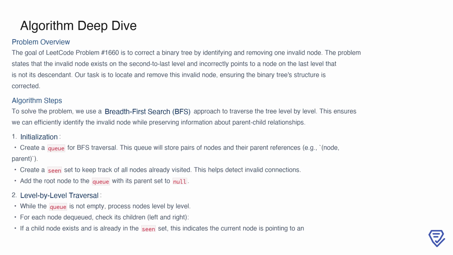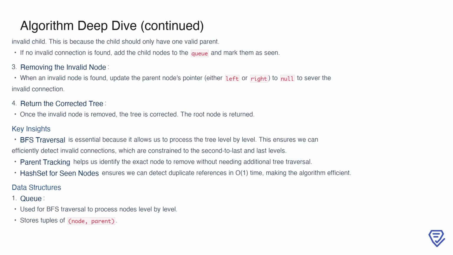no parent. From here, we process the tree one level at a time, checking each node's children to determine if there are any invalid connections. If a child node is discovered to already exist in the seen set, this indicates an invalid connection. Specifically, it means the current node is pointing to a child that already has a valid parent, which violates the tree structure. When no invalid connection is found, we add the child nodes to the queue and mark them as seen, ensuring they are processed in subsequent levels.